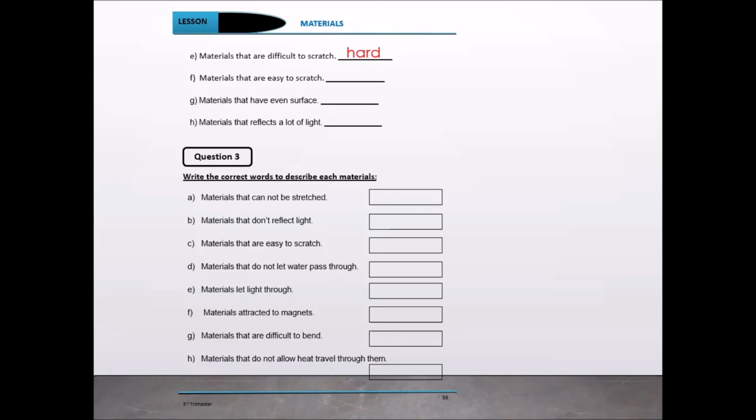Hard materials. Remember the D and the Z. F is the material which is easy to be scratched. Soft material. G. Materials that have even surface. Smooth. Yes. H. Materials that reflect a lot of light. It will be shiny material.